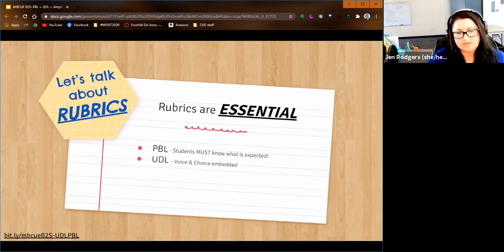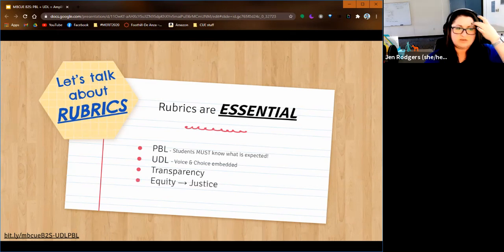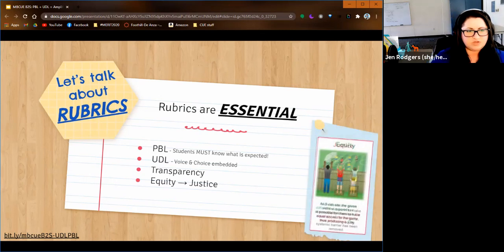Voice and choice needs to be embedded in that rubric, which we're going to talk about in more depth in the next couple of slides. That means there's choice on how they're going to access and show what they know, and there's also their voice embedded in the rubric. That can be where it's really powerful. The rubrics give transparency, and they address that equity and justice piece, like I said.